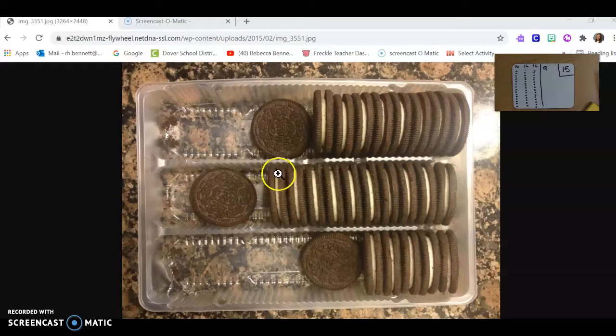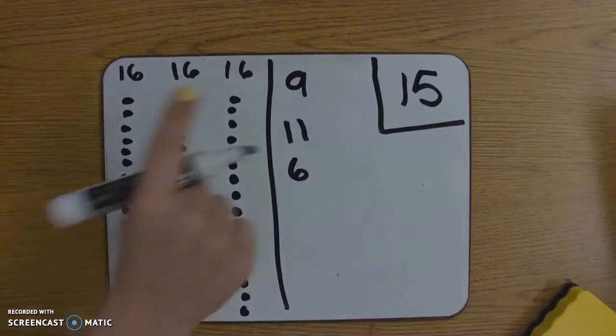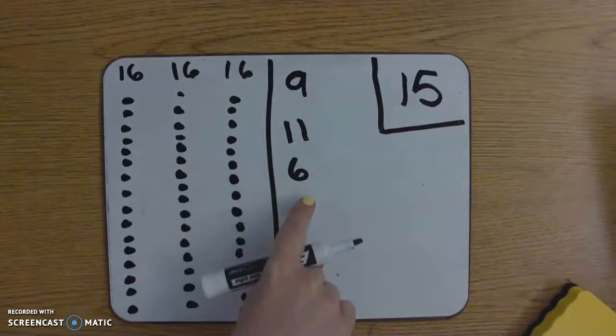I see 1, 2, 3, 4, 5, 6, 7, 8, 9, 10, 11 cookies in our middle row. And 1, 2, 3, 4, 5, 6 cookies are left in the last row. So here are my answers for what's left. I have 9 left, 11 left, and 6 left.